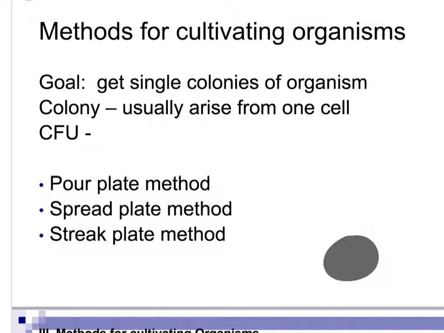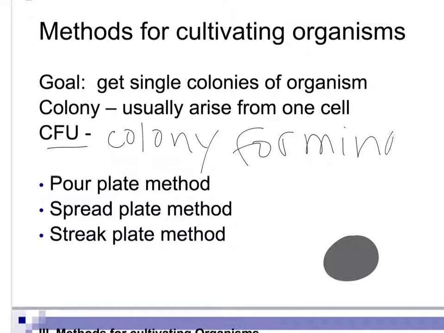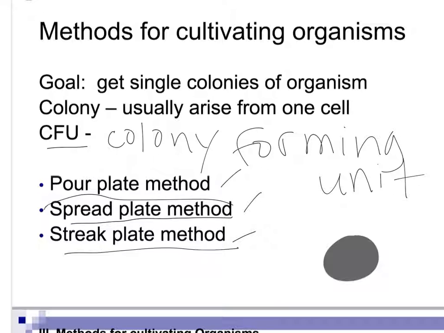Now when we count colonies, the units we use to describe them are CFUs, and CFU stands for colony forming unit. I'll show you when we go to count them, but colony forming units, that's just how we measure them. Instead of using grams or milliliters or something like that, they use a colony forming unit. So I have three methods right here: pour plate method, spread plate method, and streak plate method. We'll do the bottom two as the semester goes on.